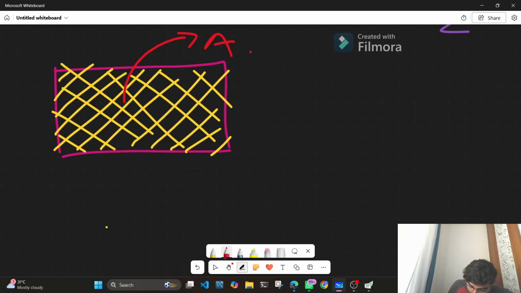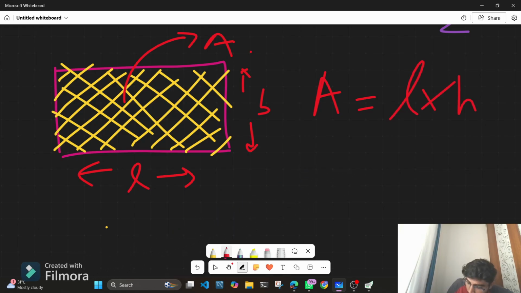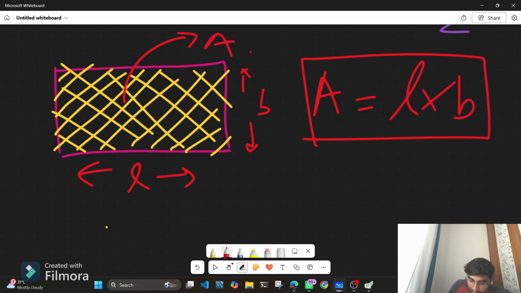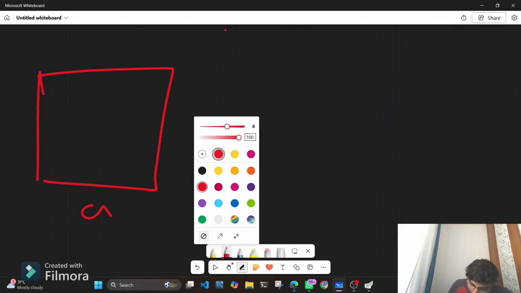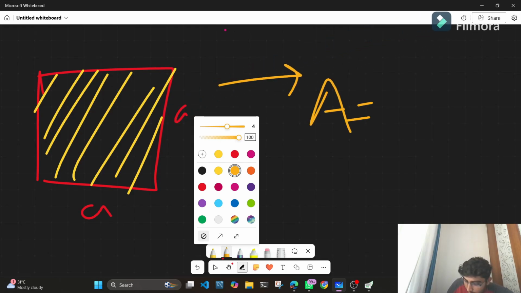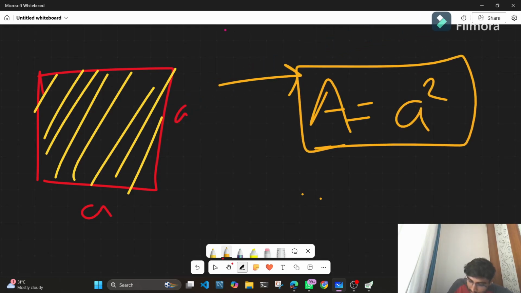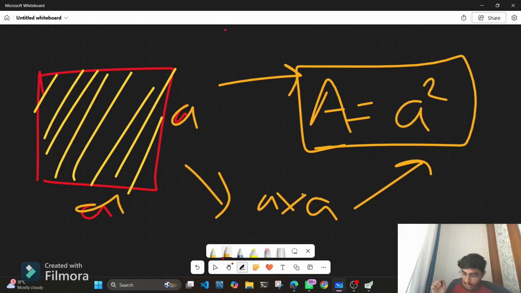Now we know that our sides were length L and breadth B, right? So the formula for the area of a rectangle becomes L into B, that is length into breadth. We multiply the sides, and we get this whole part, that is the area of the rectangle. I hope that's clear. Now, if I have a square of side A, to find the area of the square, the formula is A squared directly, the square of the side, because you just multiply both sides, which are the same, A into A, and it becomes A squared.